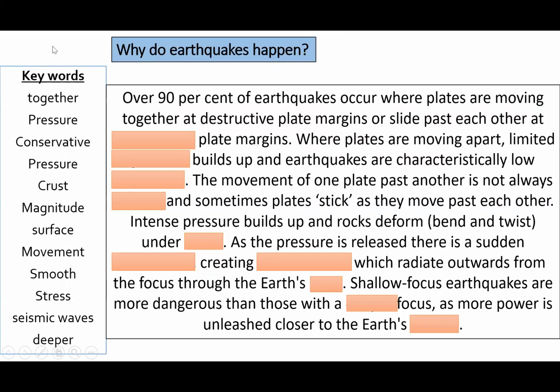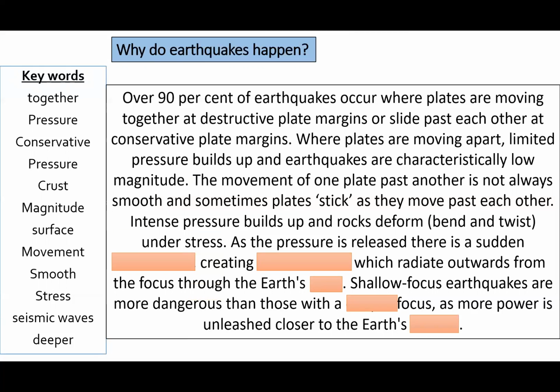So over 90% of earthquakes occur where plates are moving together at destructive plate margins or slide past each other at conservative plate margins. Where plates are moving apart, limited pressure builds up and earthquakes are characteristically low magnitude. Magnitude is the size of it. The movement of one plate past another is not always smooth, and sometimes plates stick as they move past each other. Intense pressure builds up and rocks deform so they can bend and twist under stress.